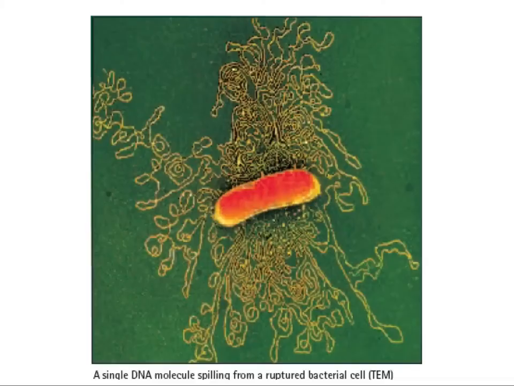If we take a look at this picture, you can look at this strand that's coming out of this cell. So this is a single DNA molecule spilled out from a ruptured bacterium cell. And you can see that this is just like a line, and it's a very long line. And this is similar for all cells. And this is a bacterial cell.